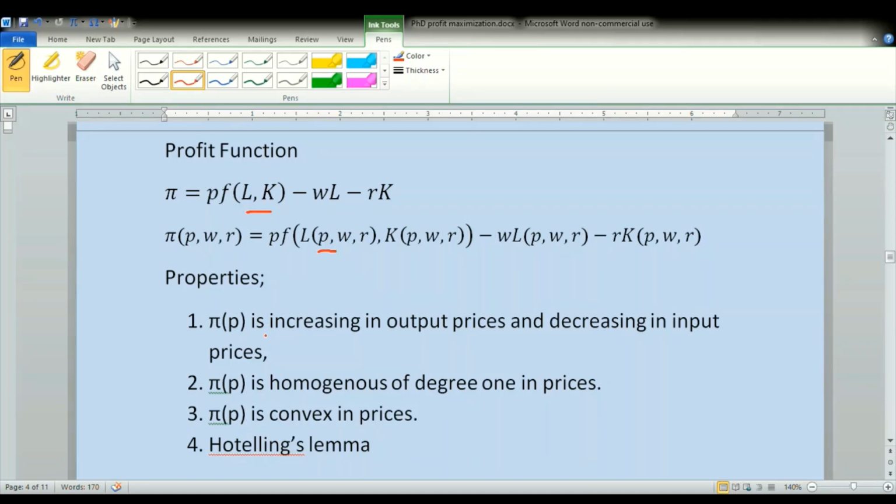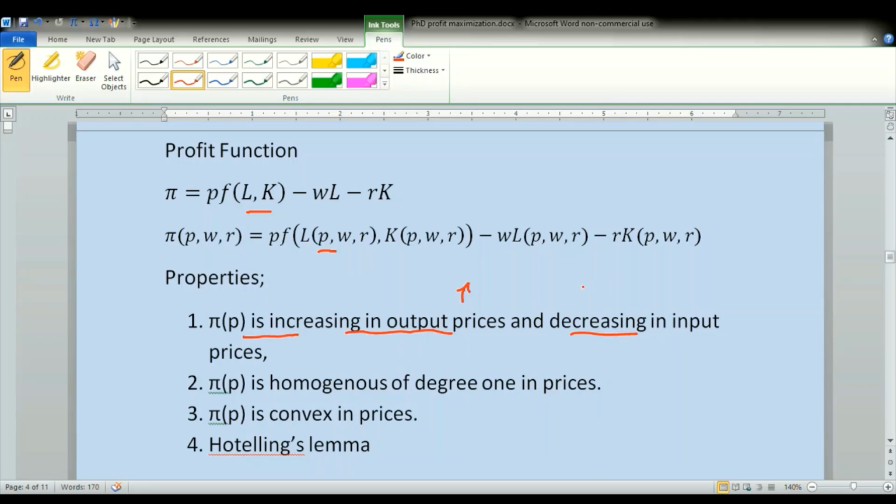The first property that we have listed here is that the profit function is increasing in output prices, and it is decreasing in input prices. This means that when output prices increase, the maximum earnable profit increases. Similarly, if input prices increase, then maximum earnable profit decreases.